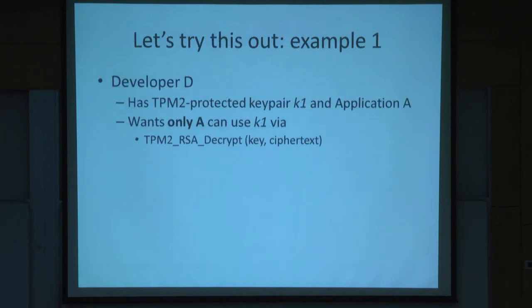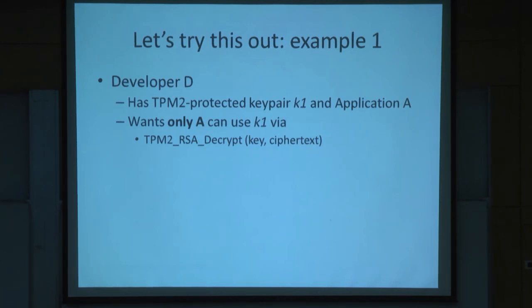Okay, so let's do this example once more, and maybe it becomes clearer. So the picture that I showed earlier, the scenario I had in mind was that there's a developer D, and the developer has somehow created a key pair on your device.